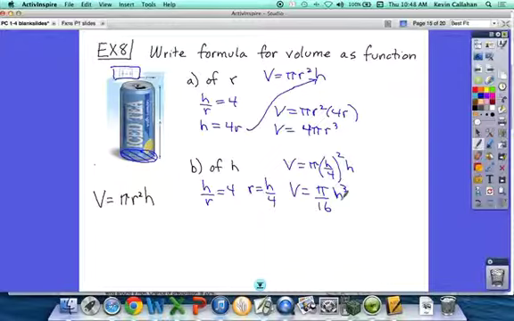I think there'll be one question in the homework which is pretty similar to that. Write something as a function by doing a substitution.